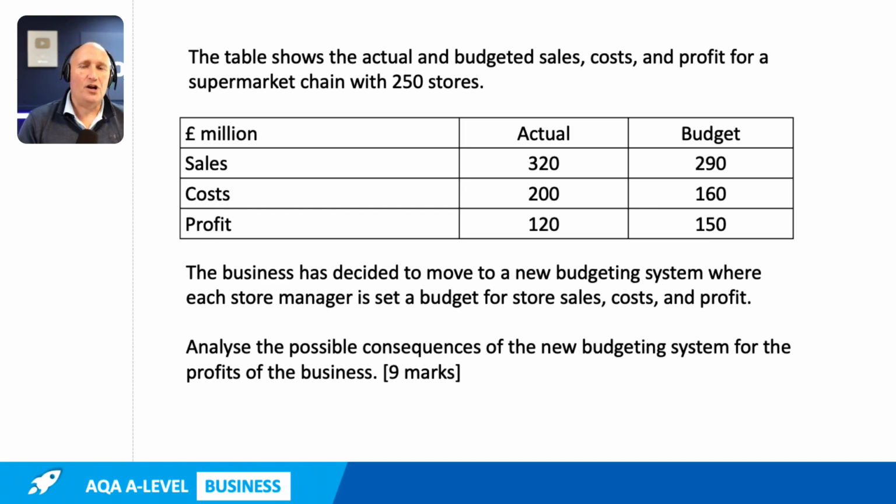We're shown a table which shows actual and budgeted sales and costs and profit for a supermarket chain with 250 stores, and we're given the actual and budgeted information in millions of pounds for sales, costs and profit. And we're told that the business has decided to move to a new budgeting system where each store manager is set a budget for those three elements: sales, costs and therefore profit. And the 9-mark question is: analyse the possible consequences of the new budgeting system for the profits of the business.